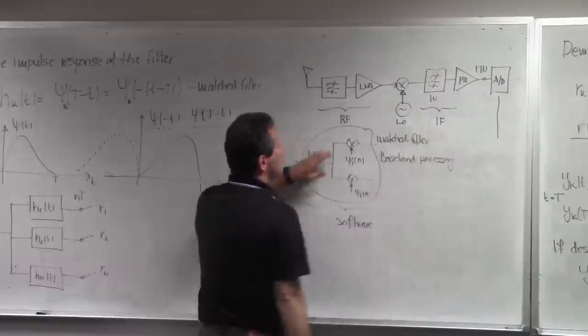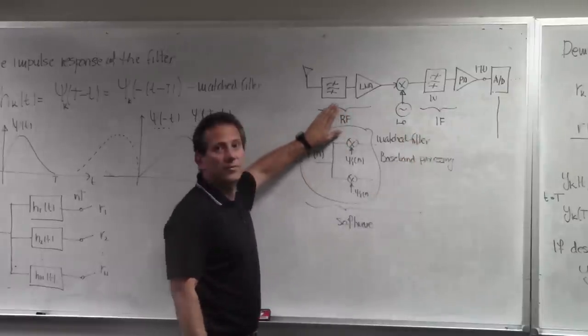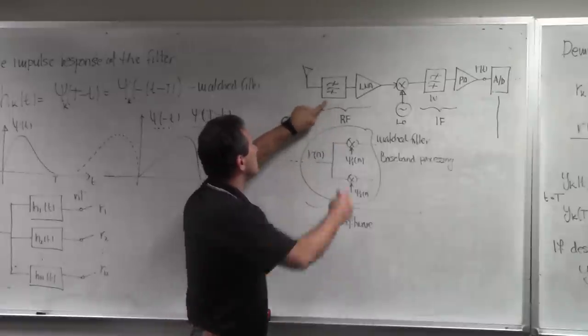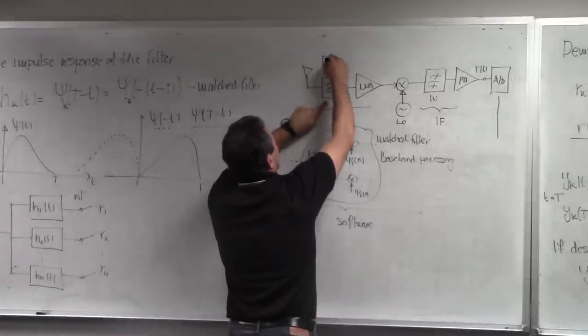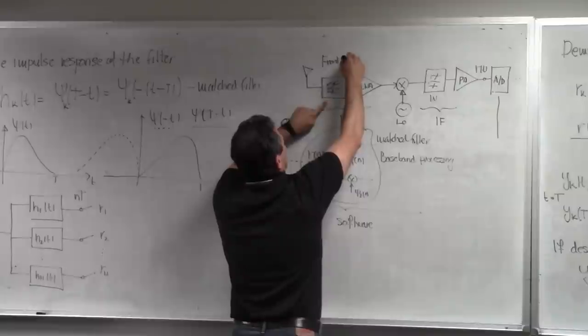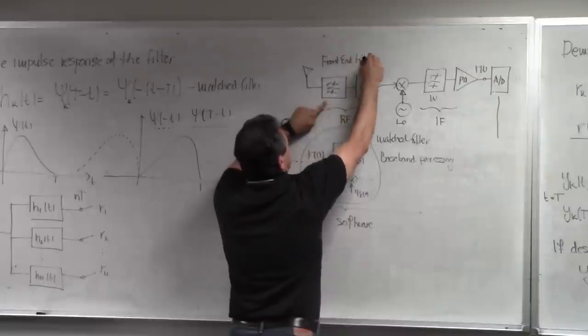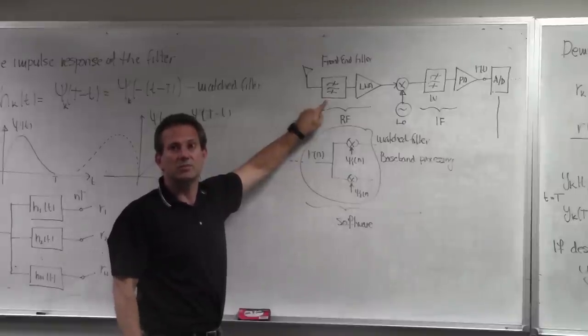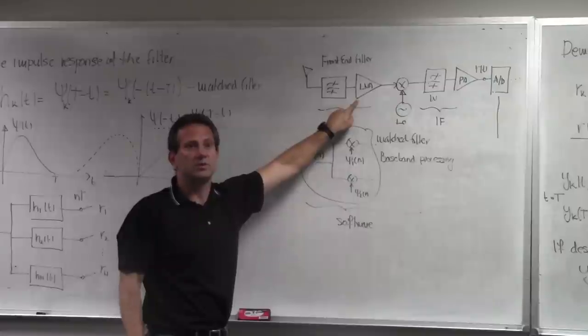But I already drew here two filters, and they have distinct names, right? This is our front-end filter. That's the first stage. Right after the antenna, there's a front-end filter. It has to be. Why? Because if it's not there, this guy will tend to be saturated.